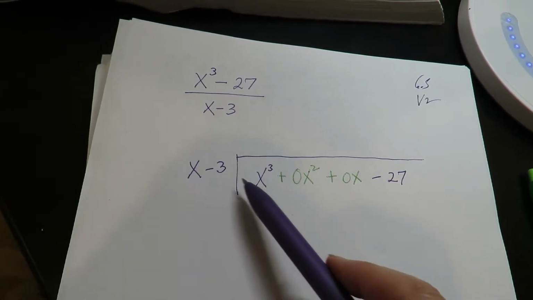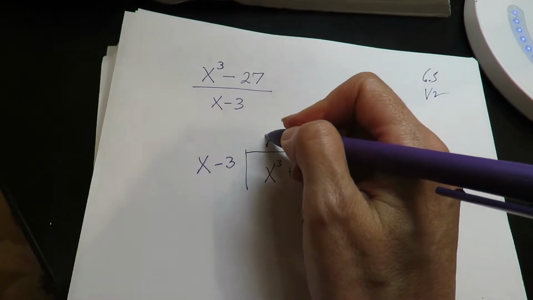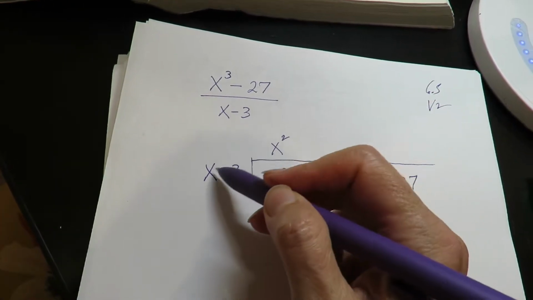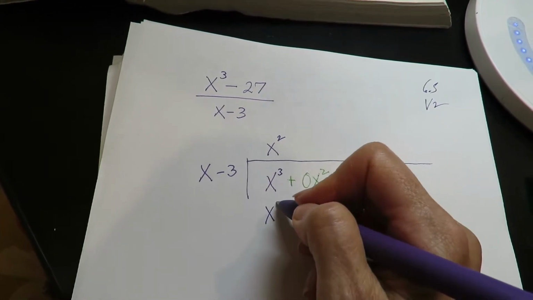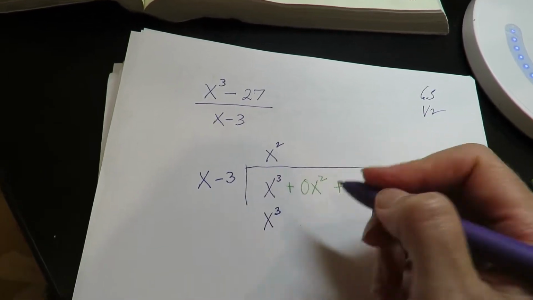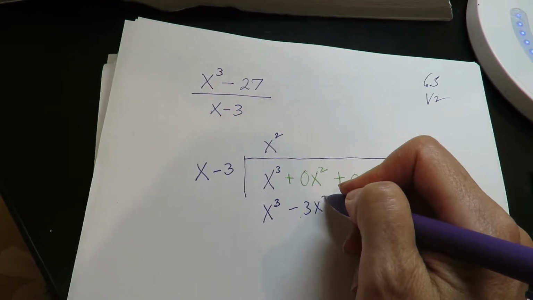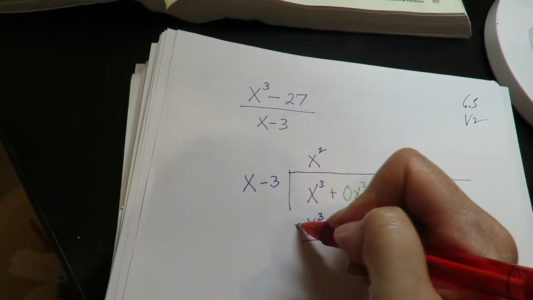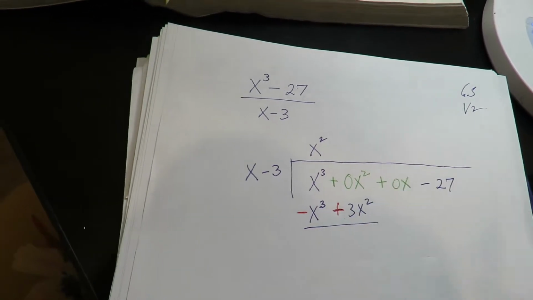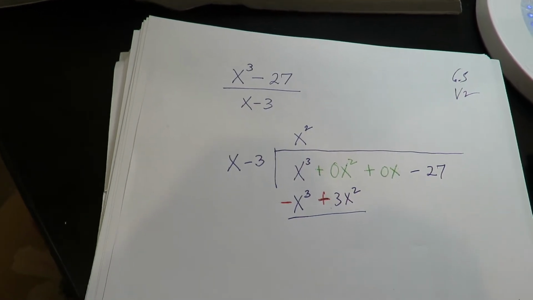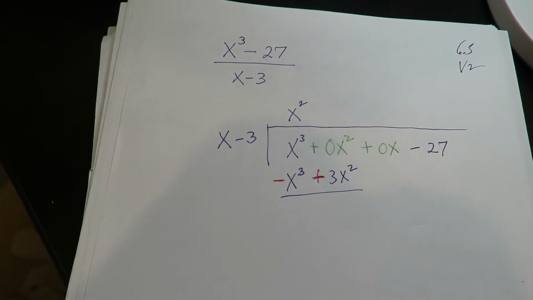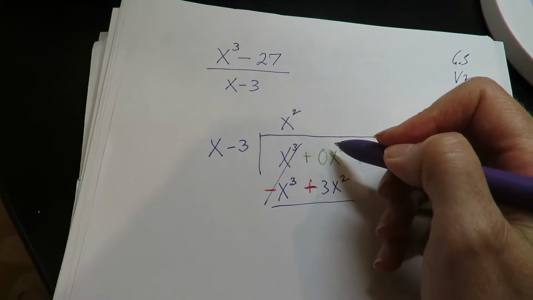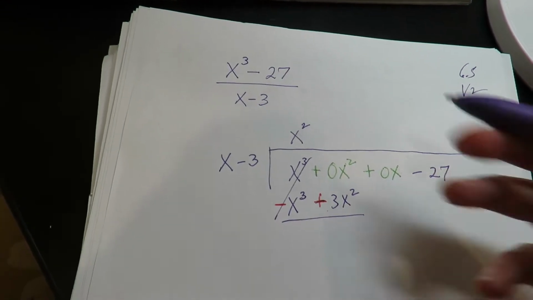What times the first term makes the first term? That's going to be an x squared, and we're going to distribute it to both. Okay, and then this one times this one is negative 3x squared. Don't forget to opposite the sign. So this one becomes opposite, this one becomes opposite. That's why I say opposite instead of negative. It's just opposite of whatever it is. Alright, so this one became positive.